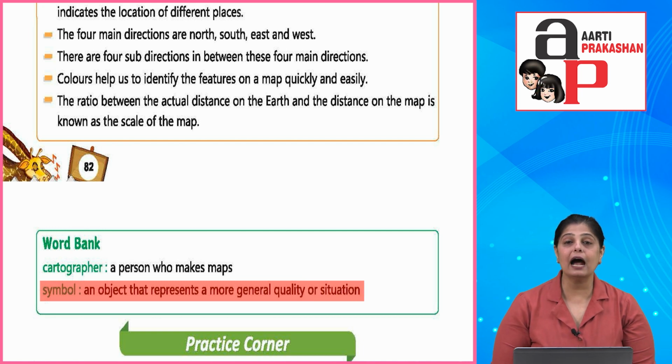Alright, so children, I hope now you know the difference between a map and a globe. You know how to read a map. You know the different symbols that are used, and now you also know what is the scale on the map. Alright, and so many different things, the landmarks, how they are indicated and all on the map. So quickly reread this chapter and do the back exercises now.